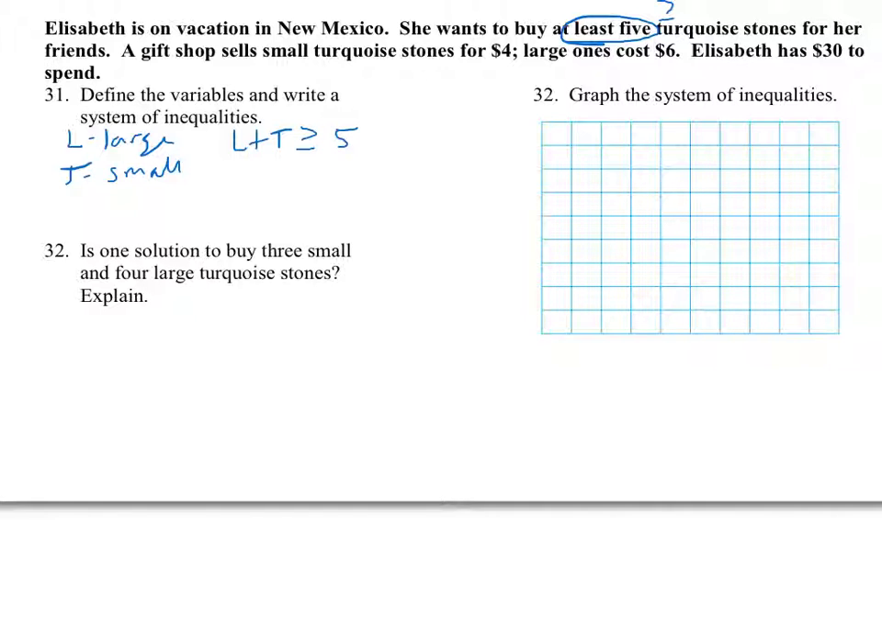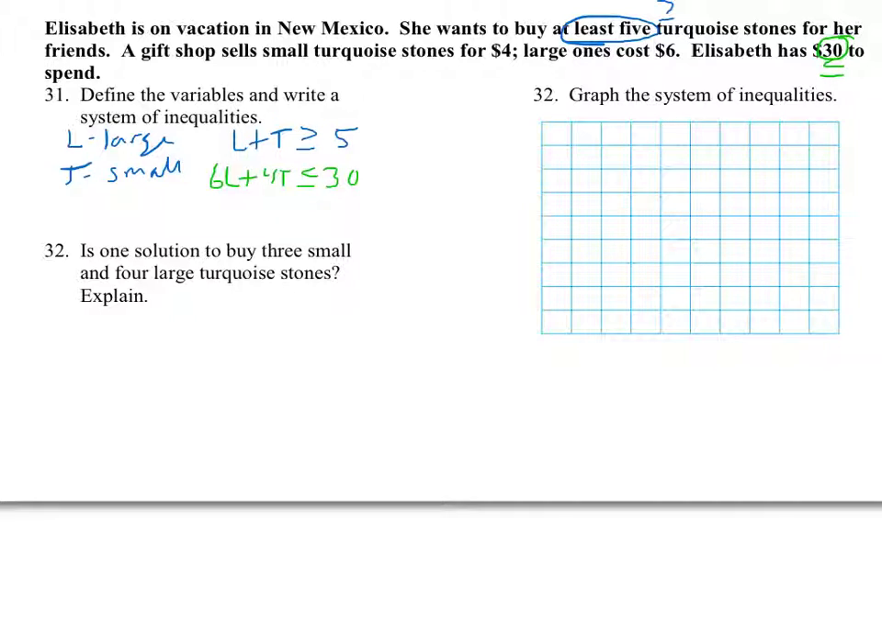Now she also has a limit of money. She cannot spend as much as she wants. She has a $30 limit. Okay, so that means she cannot go over that. So she can be less than or equal to $30. So 25 is okay, but not 32. Now this is where we put our values in. Alright, so the large turquoise costs $6 each. The tiny turquoise cost $4 each. And that total must be less than or equal to $30.